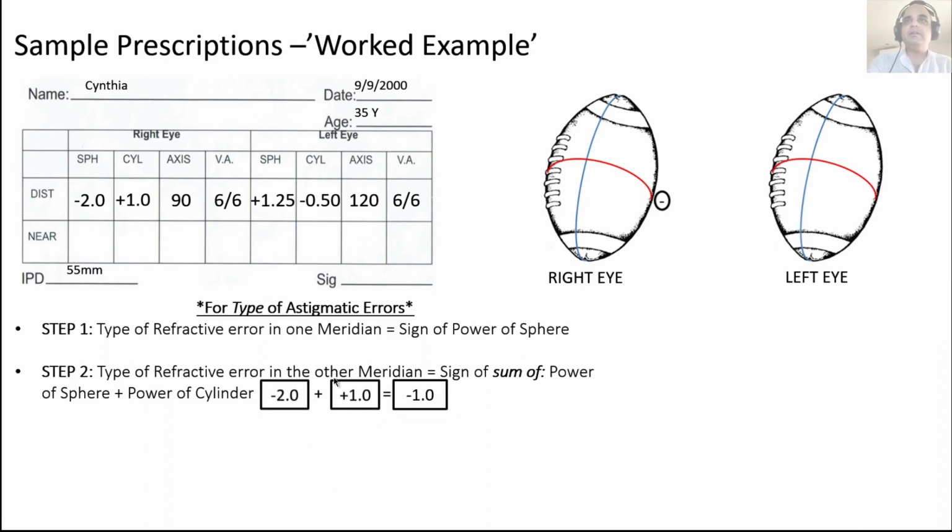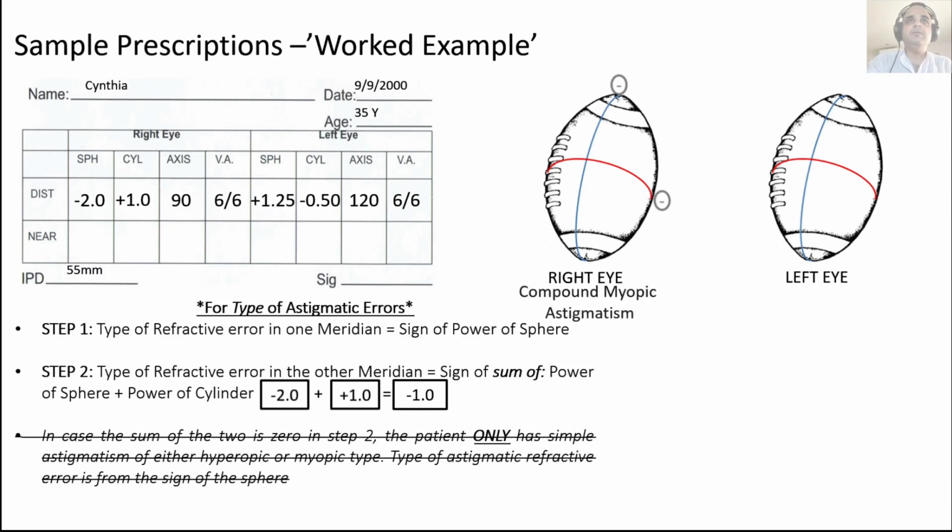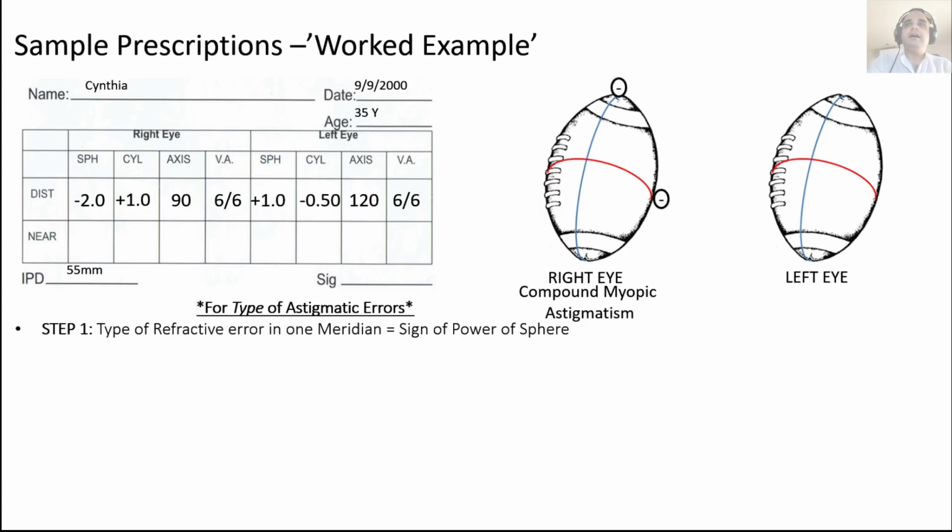So the sign of the sum of power is again minus, and we are going to put it along the vertical meridian. This means that in the horizontal and vertical meridians, the type of refractive errors were both of the myopic type or negative. And this then becomes a compound myopic astigmatism. Rule number 3 is not applicable because the sum is not 0. Let's do the other eye. And again, step 1 is the type of refractive error in one meridian is the sign of the power of sphere, which in this case is plus.